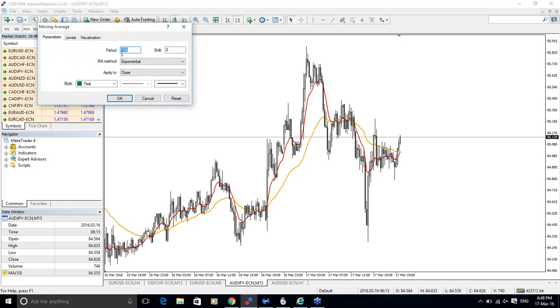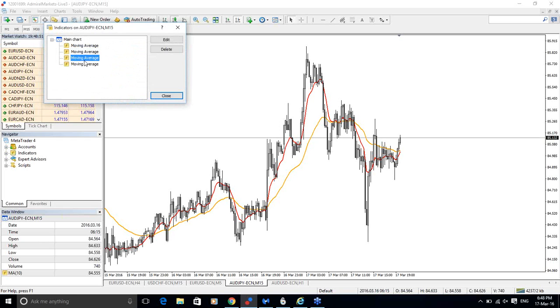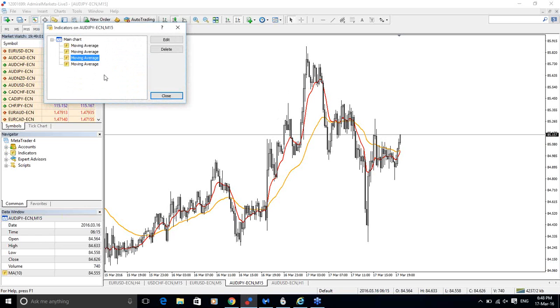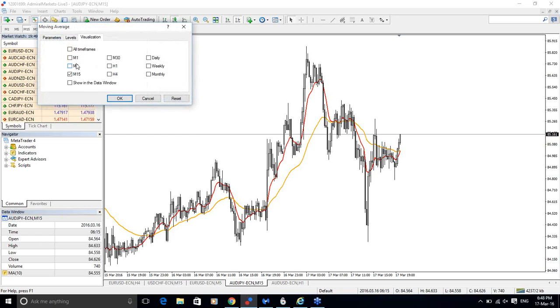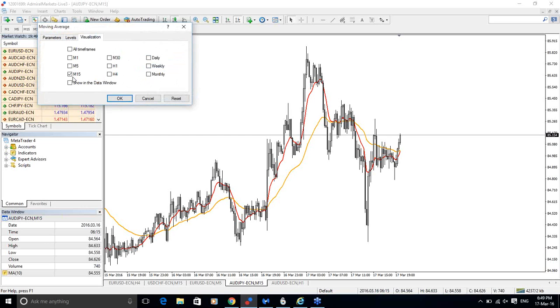Next one is 100 exponential moving average applied only to 4 hour time frame. Okay. Next one is 200 exponential moving average applied to 4 hour time frame. And the last one is 40 exponential moving average applied to 15-minute time frame.